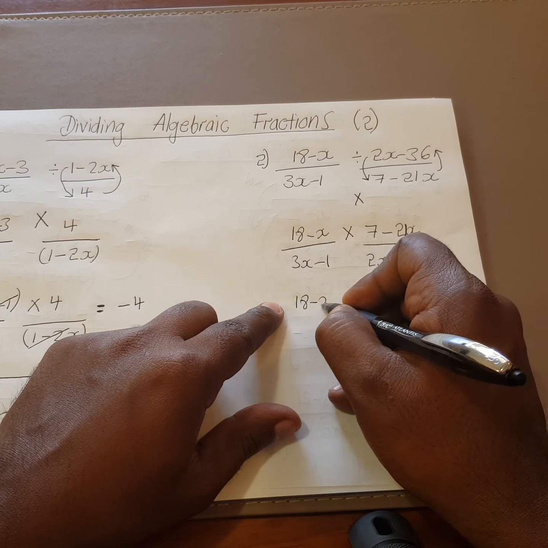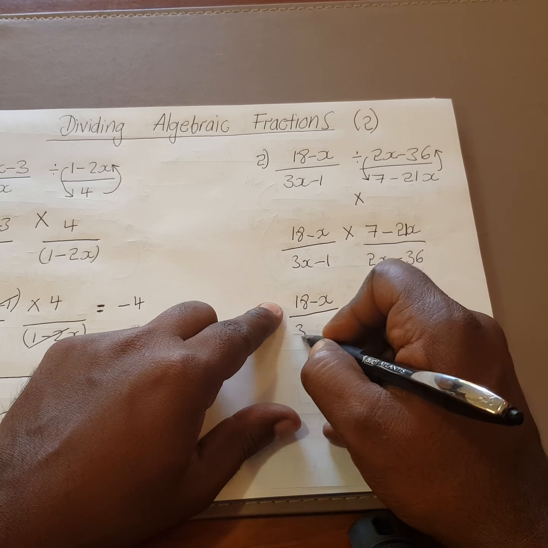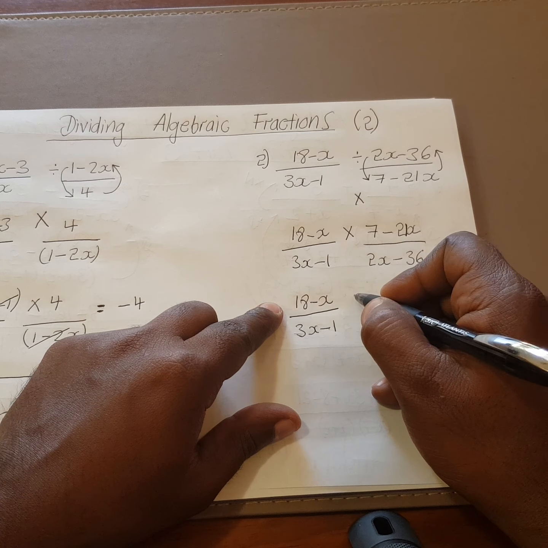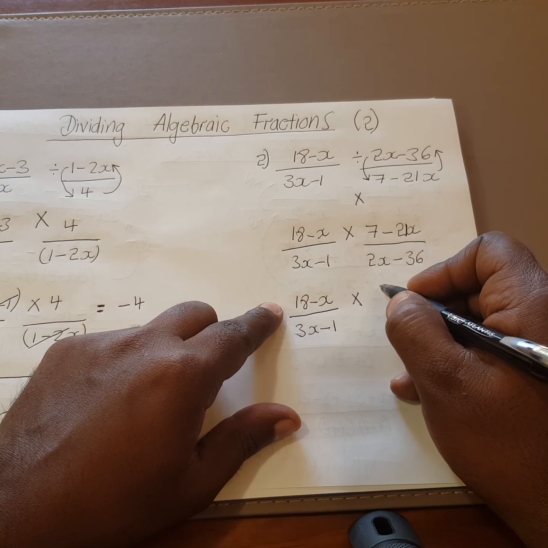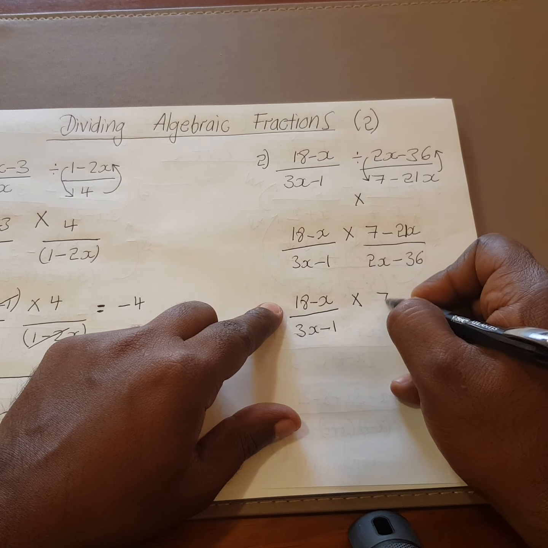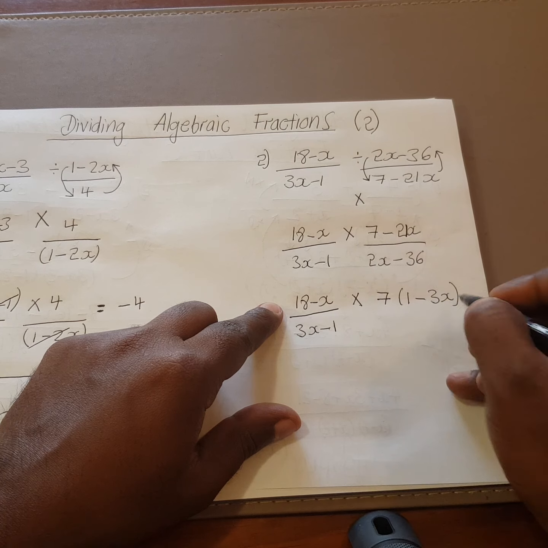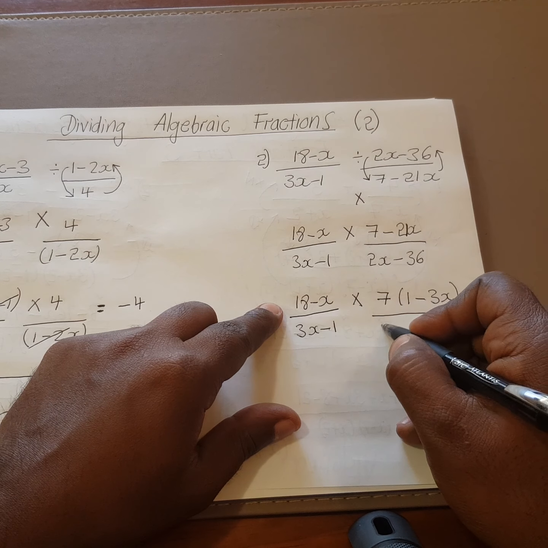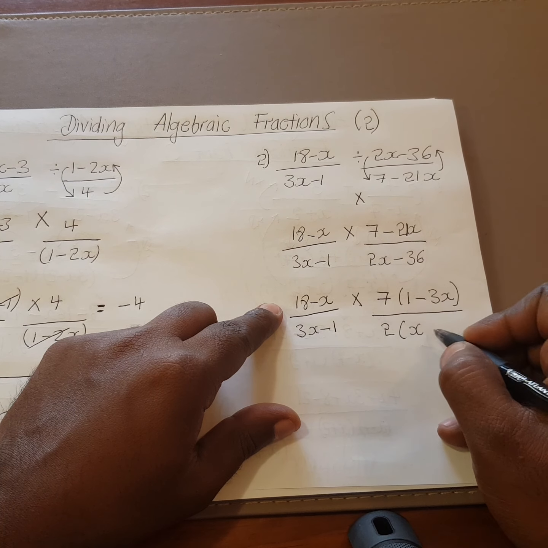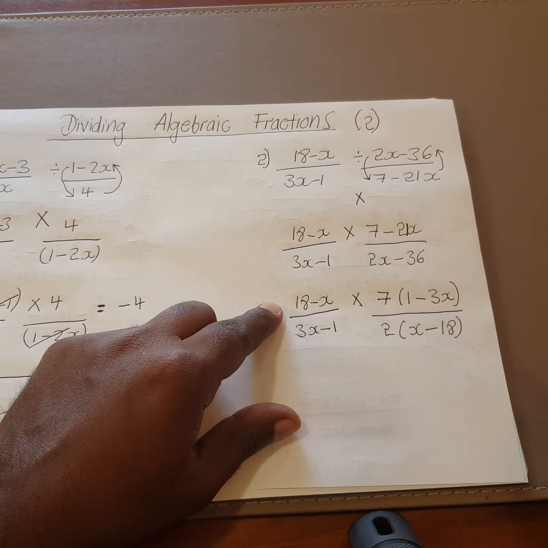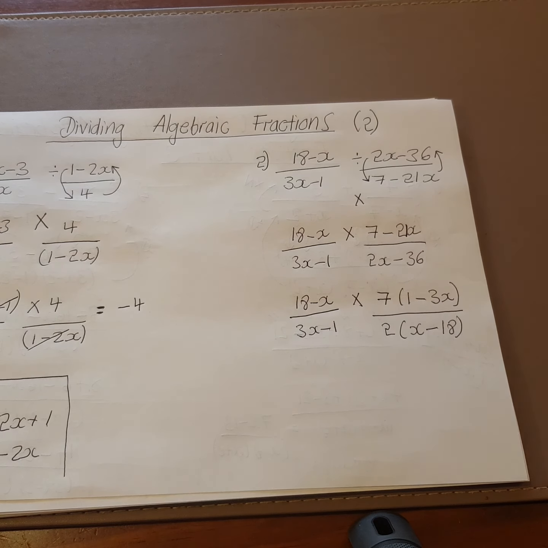18 minus x divided by 3x minus 21 times factorize 7 minus 21x. So that is 7 times 1 minus 3x over 2x minus 18. There we go. We factorized it. Now, let's look carefully here.